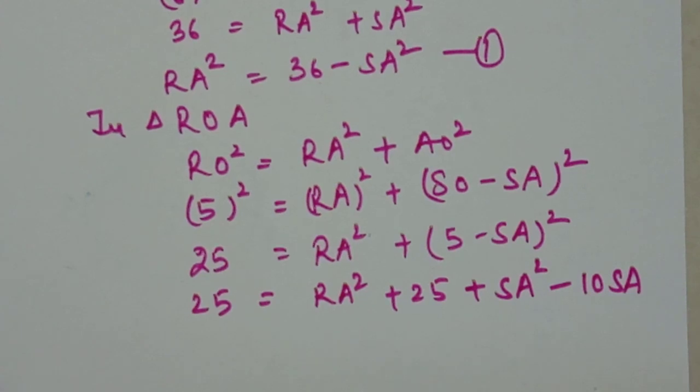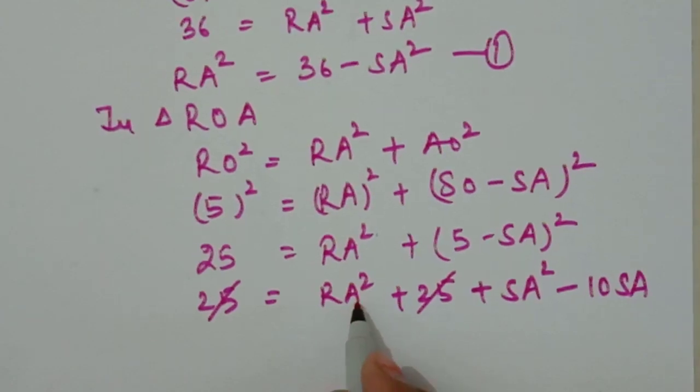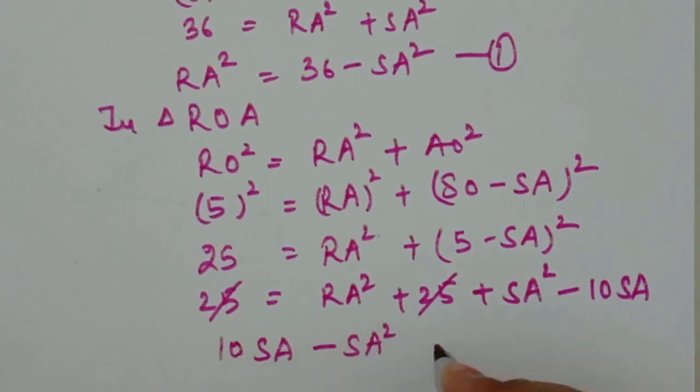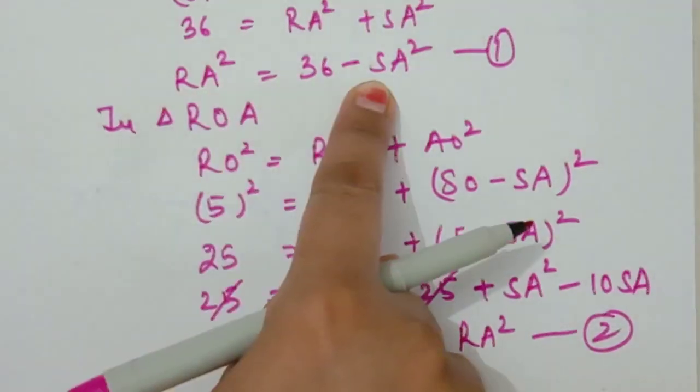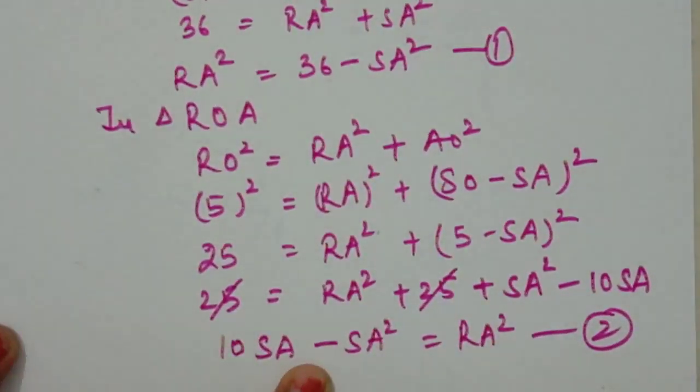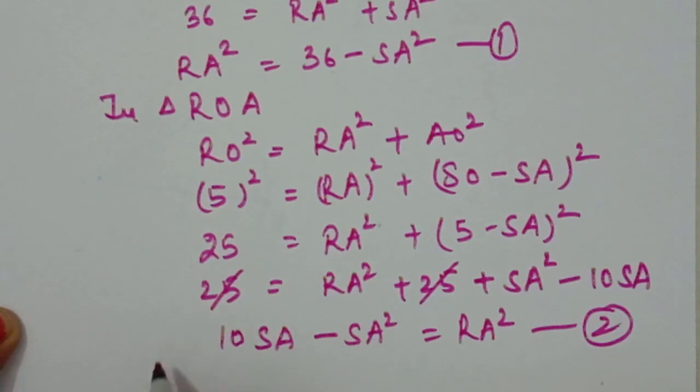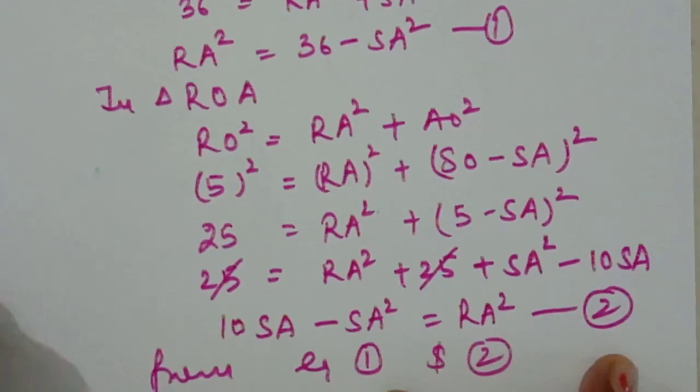Now we will solve this equation, in which 25 cancels with 25. So we find the value of RA square from here also: 10SA minus SA square is equal to RA square. This is our equation number 2. Here we have a value of RA square, and here we have a value of RA square also, so we have to put them equal to each other from equation 1 and 2.